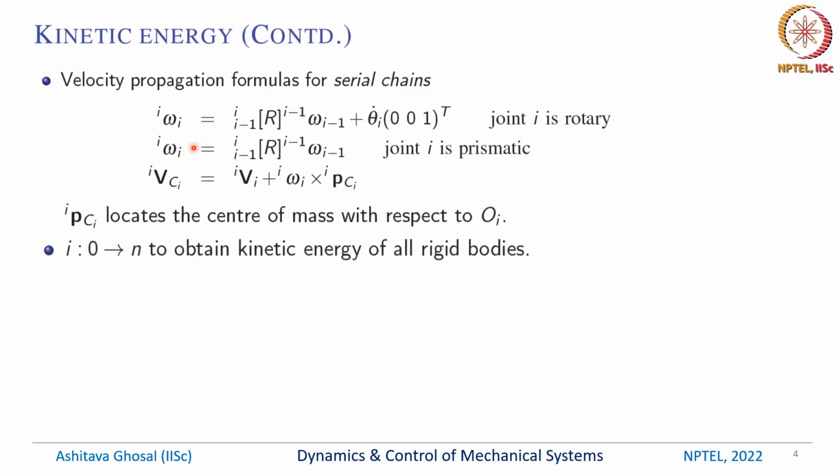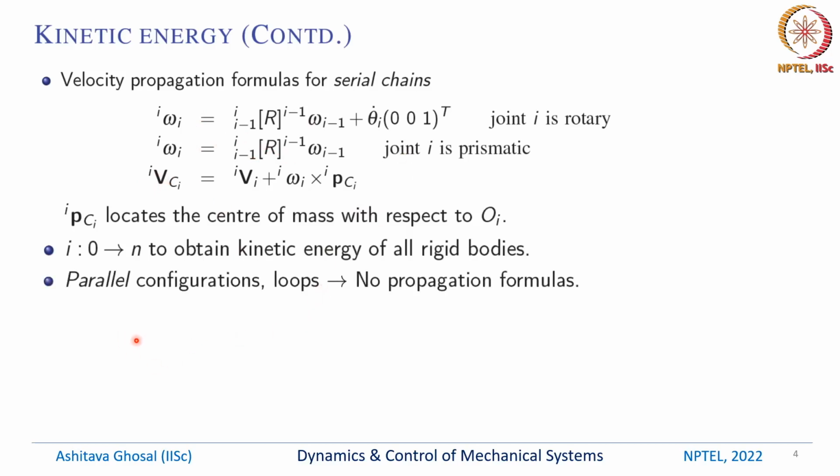And we could do this from i equals 0 through n, and we can obtain the kinetic energy of all rigid bodies in a serial chain. Okay, so all we need to do is half m v_ci squared plus half omega dot I omega.